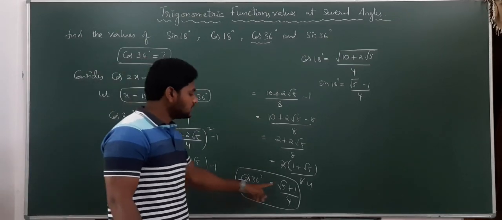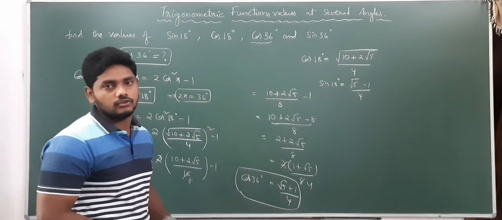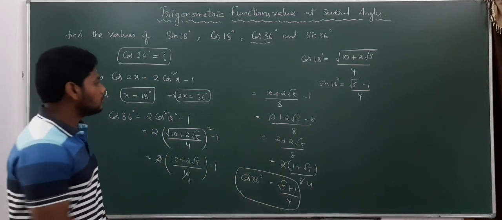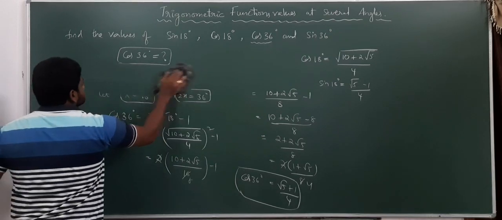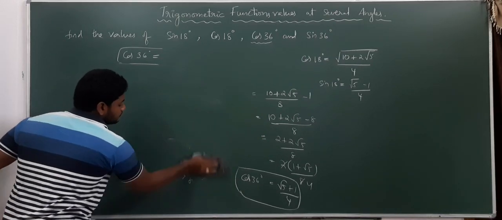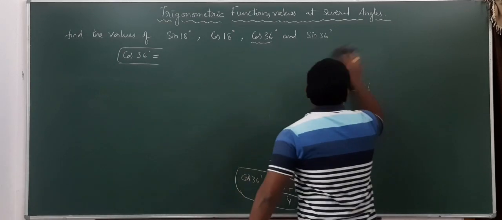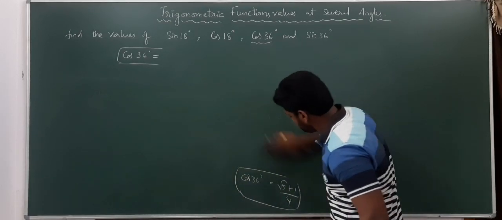So if cos 36 degrees is equal to root 5 plus 1 by 4, how to find sin 36 degrees? That we will do now. Pause the video to note it down and see, this value I will substitute here. What is that? Cos is root 5 plus 1 by 4.